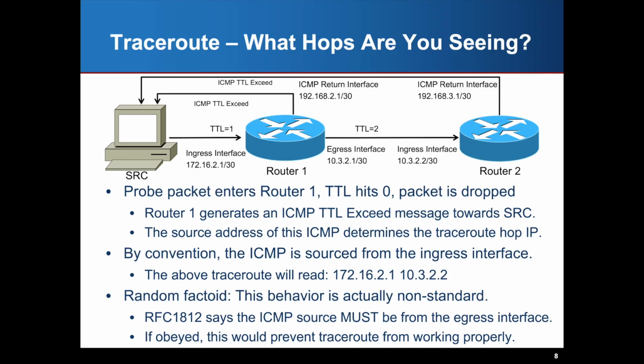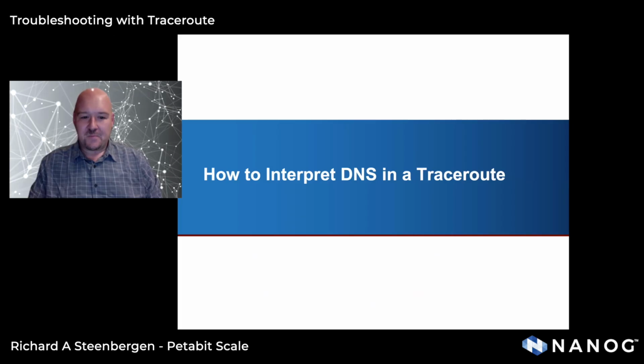So a little random factoid about Traceroute: if you actually go read the RFCs that should govern how all this works, Traceroute is actually non-standard. RFC 1812 says that ICMP source must be generated from the egress interface. And if this were to be obeyed, Traceroute would effectively be non-functional. But through convention, everyone has managed to implement this so that Traceroute works.